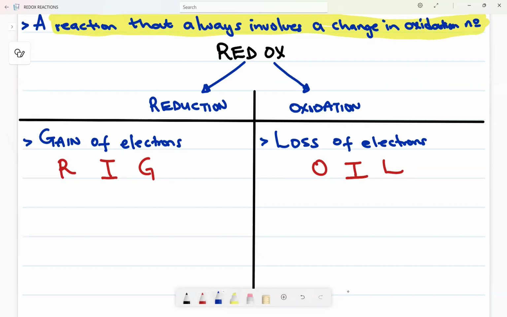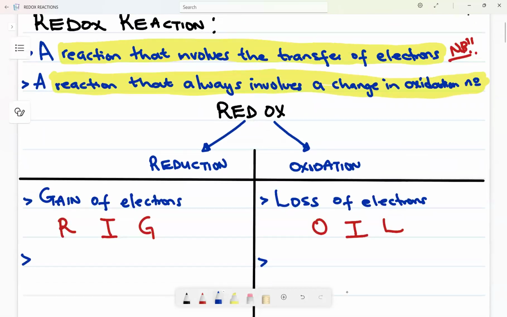Now, the examiner can say again, instead of explaining what reduction is in terms of electron transfer, explain what reduction is in terms of oxidation number. So we have two definitions per term. Yes, that's true. Reduction can be defined in terms of electron transfer or in terms of oxidation number.